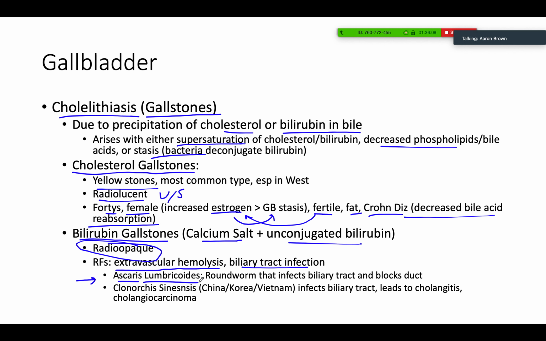We're going to talk more about this during our microbiology lecture. This is a roundworm that infects the biliary tract and blocks the duct. Clonorchis sinensis infects the biliary tract and leads to cholangitis and carcinoma, and so those can both lead to bilirubin gallstones as well.